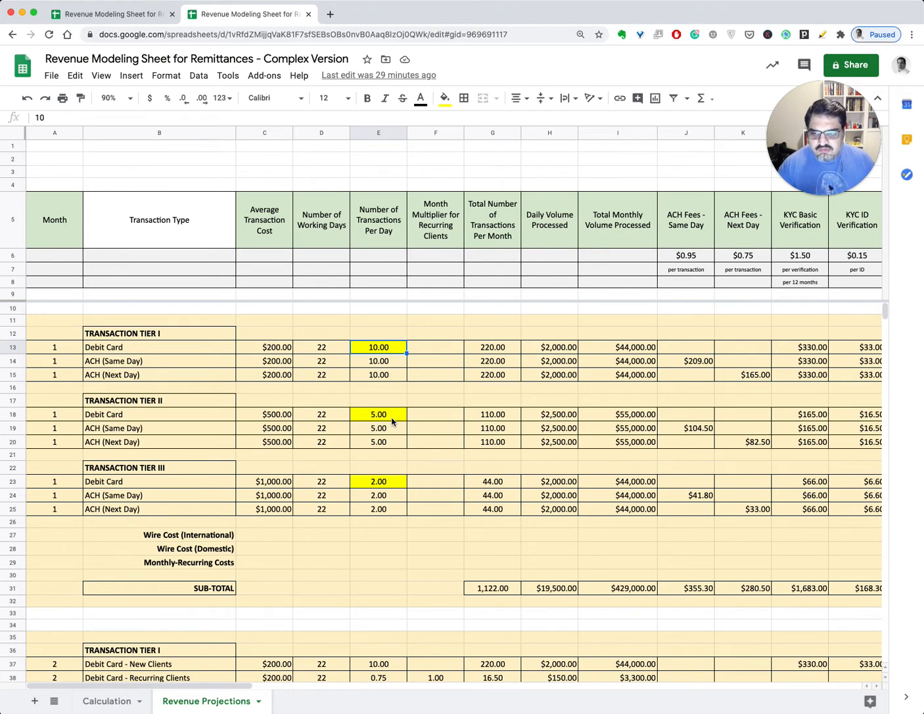For tier two, we are assuming $500 transactions per day. We'll have about 5 of them. For tier three, we'll have about 2 of them.